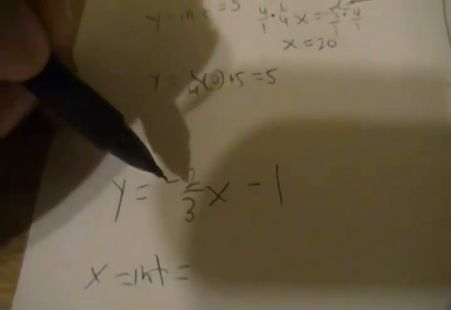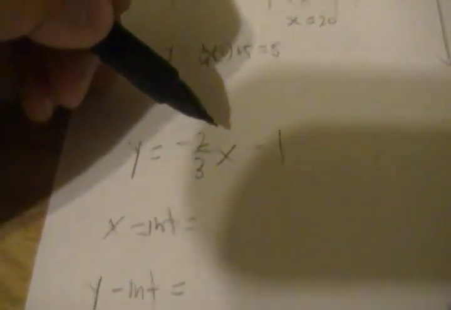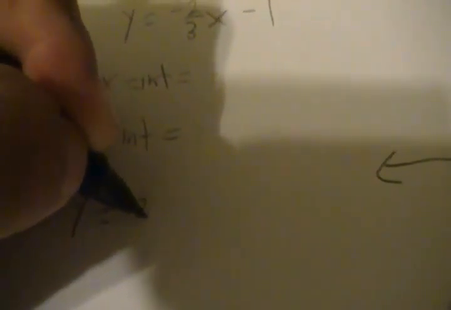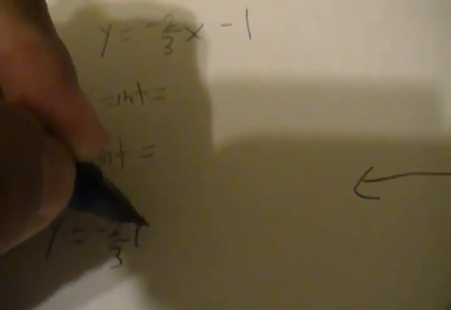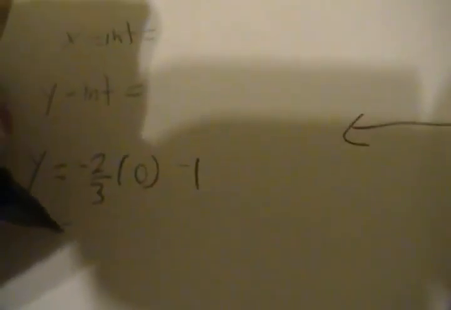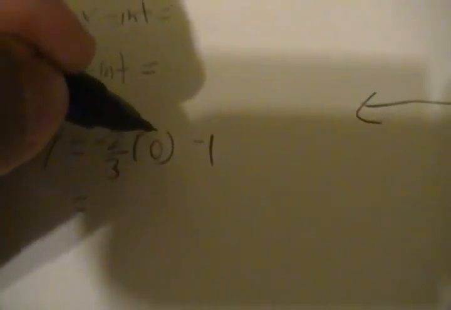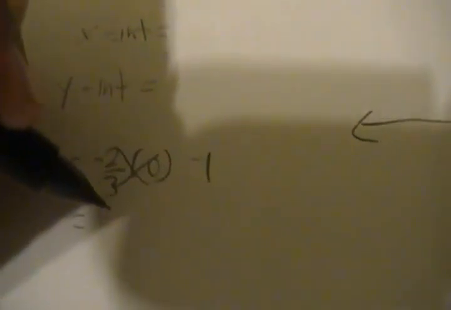Okay, let's try one more problem. This time we have y equals -2/3 x minus 1. Let's first start with the y-intercept, because that's usually easier to find. So let's plug in 0 for x. So y is equal to -2/3 times 0, because we're plugging in that x value, minus 1. This whole thing becomes 0, so we can cancel that out. And then we have left over -1. So that's the y-intercept, -1.